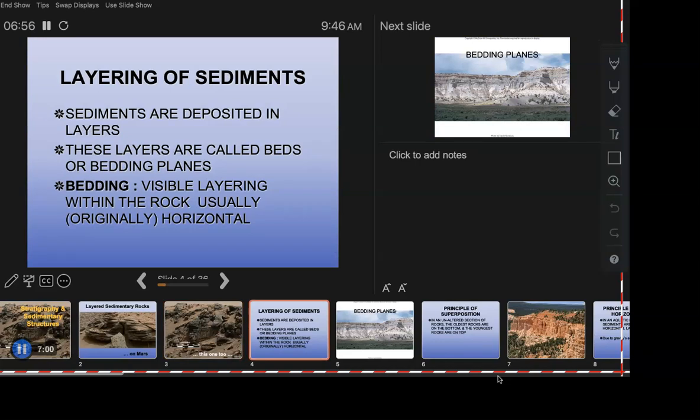What's the only new thing here? The only new thing here is beds or bedding, okay? I hardly ever say bedding planes. I'll say bedding, but the planes, a plane is a flat surface, so that's what the plane part is there for.